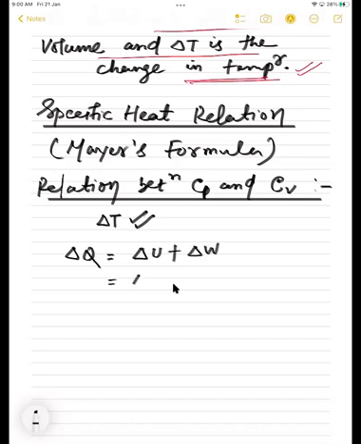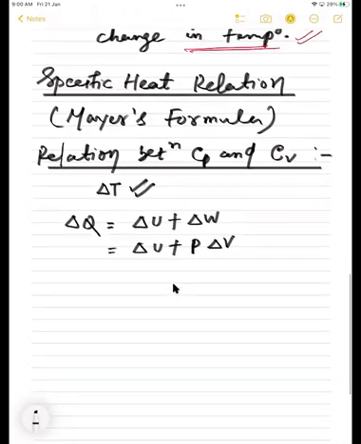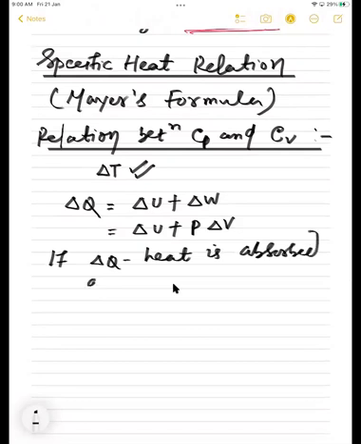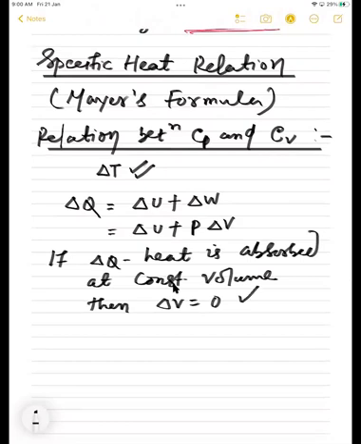And dW, you know, is P dV, that is P into delta V, pressure into volume, correct? Yes, sir. And if heat delta Q is absorbed at constant volume, that means delta V is zero, right? That means if delta Q heat is absorbed at constant volume, then delta V is equal to how much, student? Zero, correct?